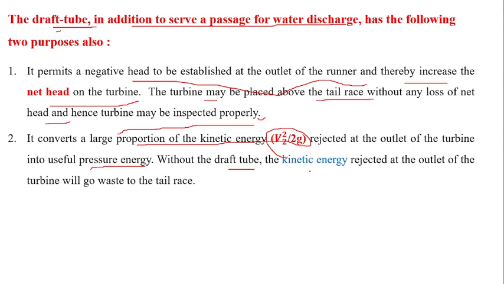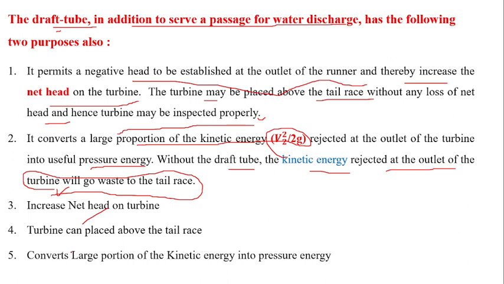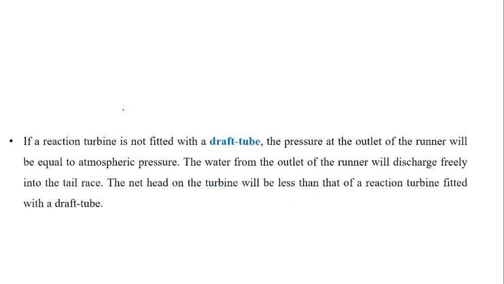Without a draft tube, the kinetic energy rejected at the outlet of the turbine will go waste to the tail race. The draft tube also increases the net head on the turbine, as we already discussed in the first point. The turbine can be placed over the tail race, and the draft tube converts a large portion of kinetic energy into pressure energy. If they ask the purpose of the draft tube, you need to write these 5 points.